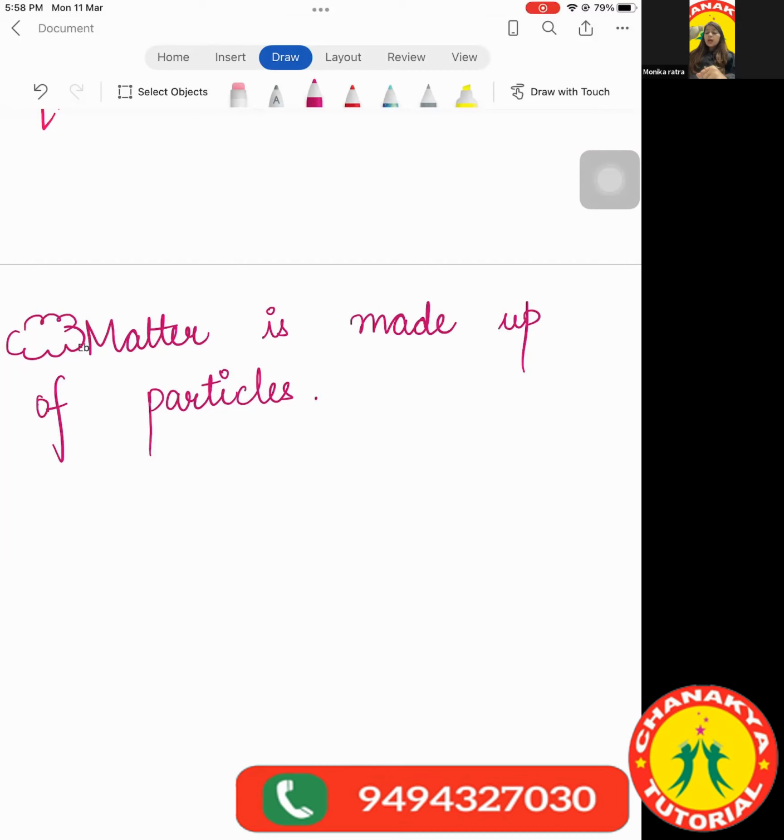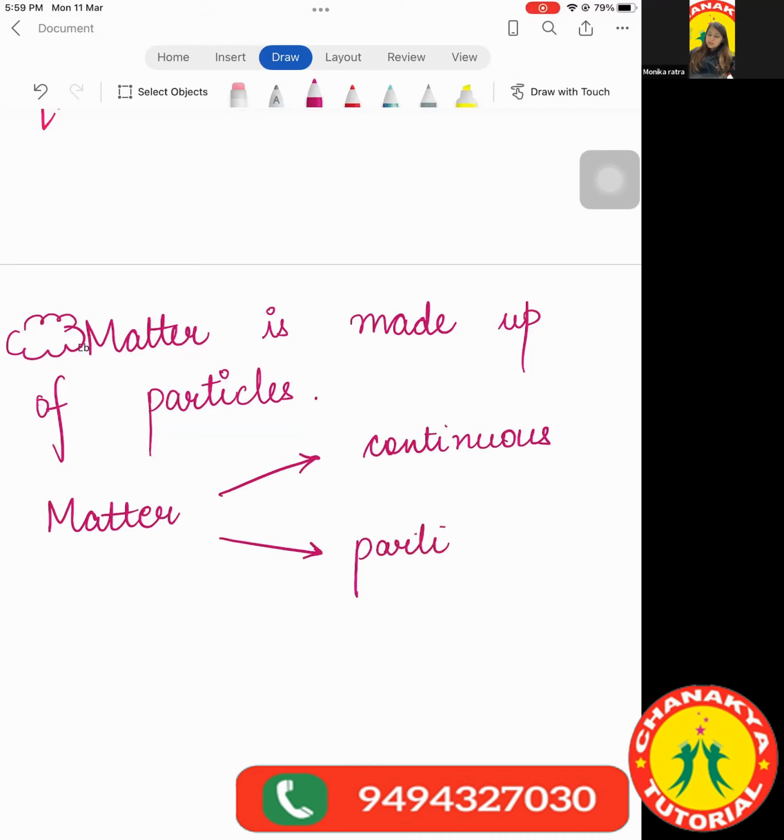They said that the particles which make up the matter are either continuous. I will explain what this word means. Let me just write it. Some scientists believed that matter either looked very continuous or it was made of particles.